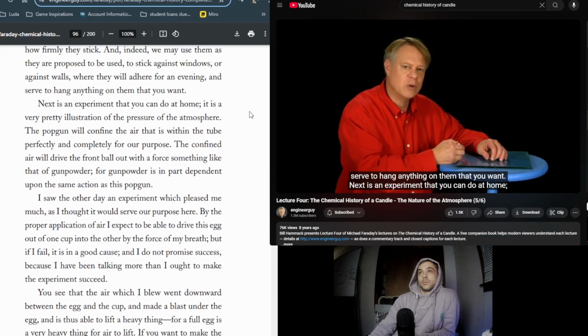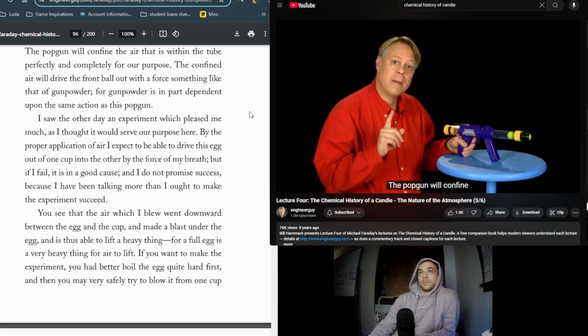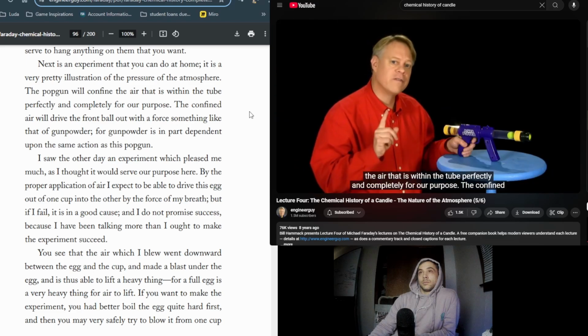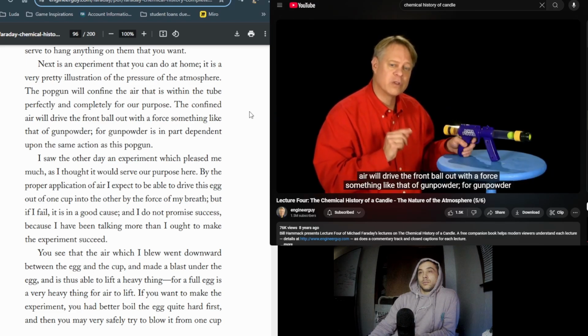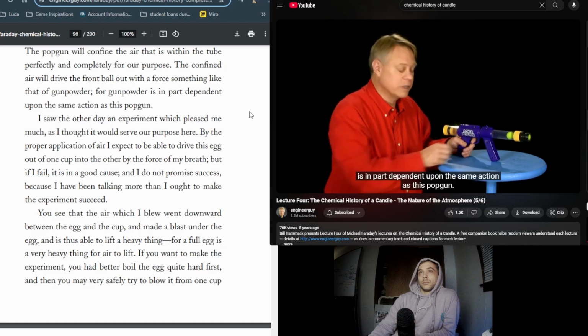Next is an experiment that you can do at home. It is a very pretty illustration of the pressure of the atmosphere. The pop gun will confine the air that is within the tube perfectly and completely for our purpose. The confined air will drive the front ball out with a force something like that of gunpowder, for gunpowder is in part dependent upon the same action as this pop gun.